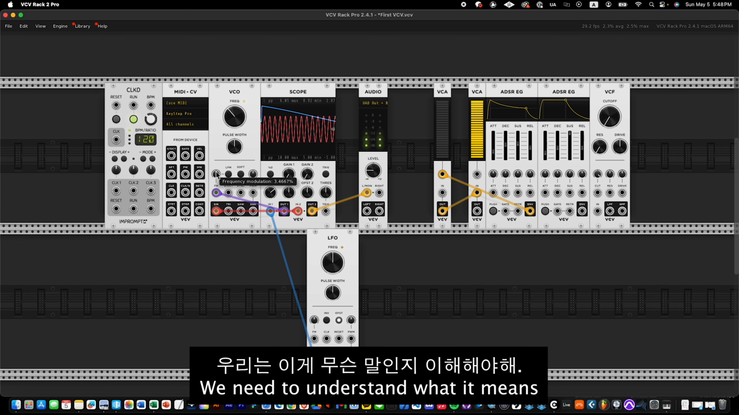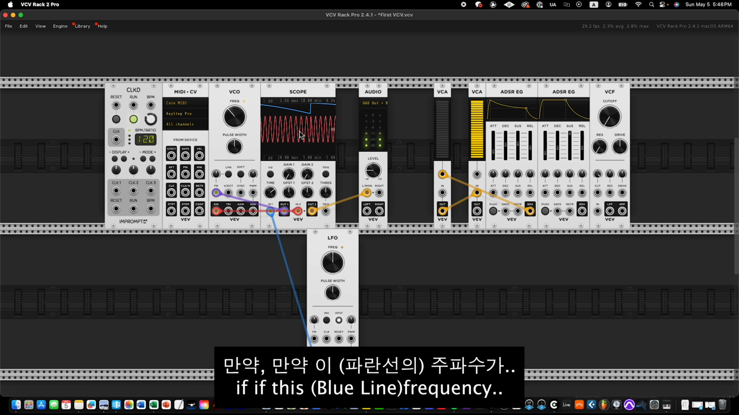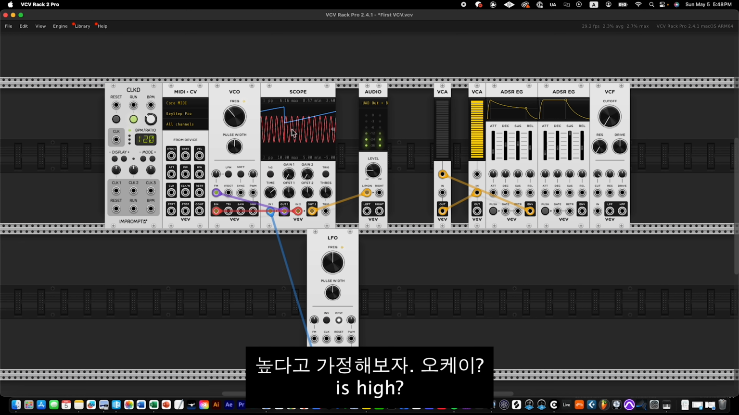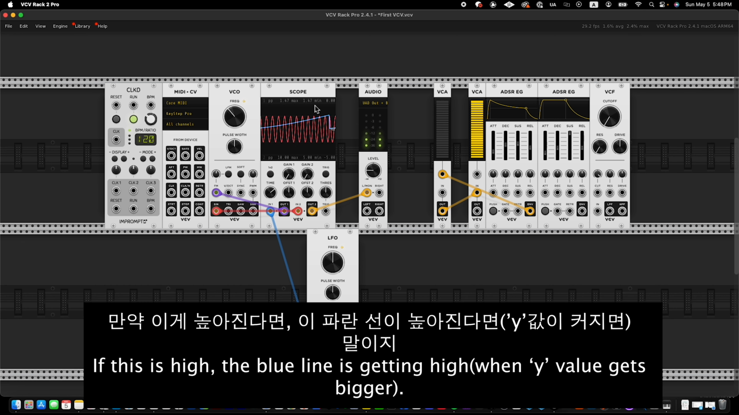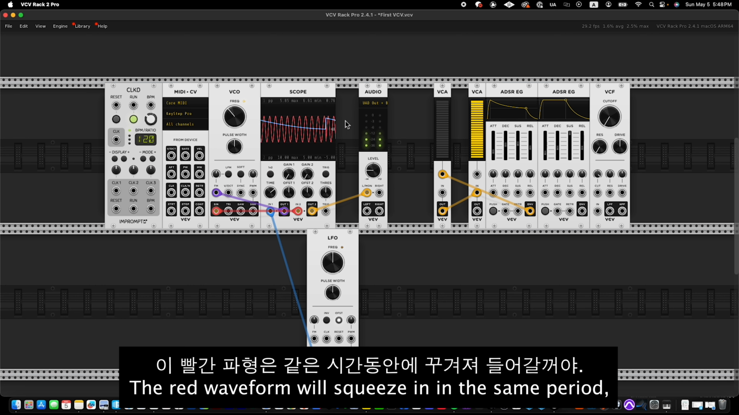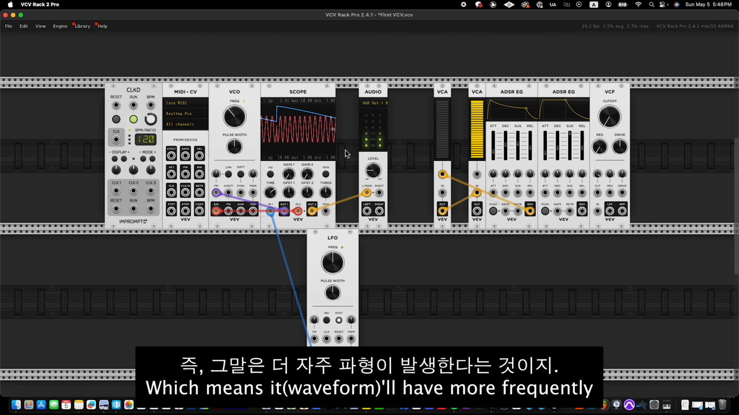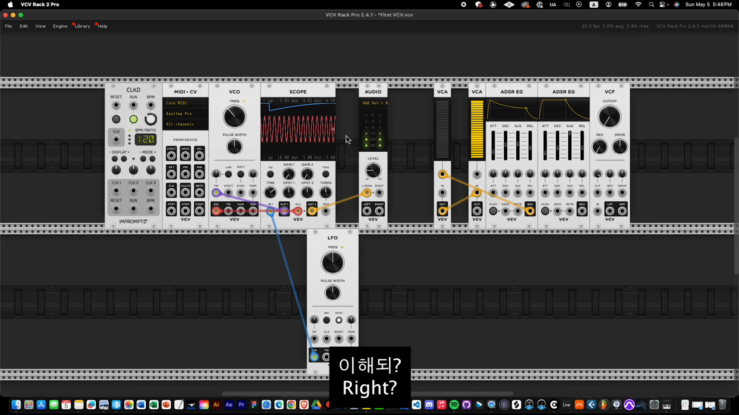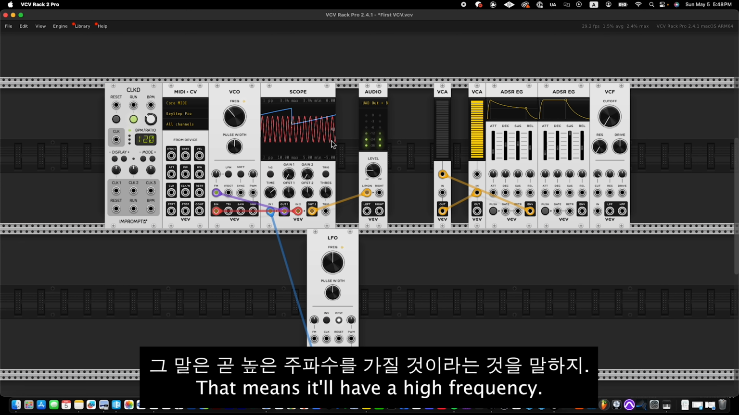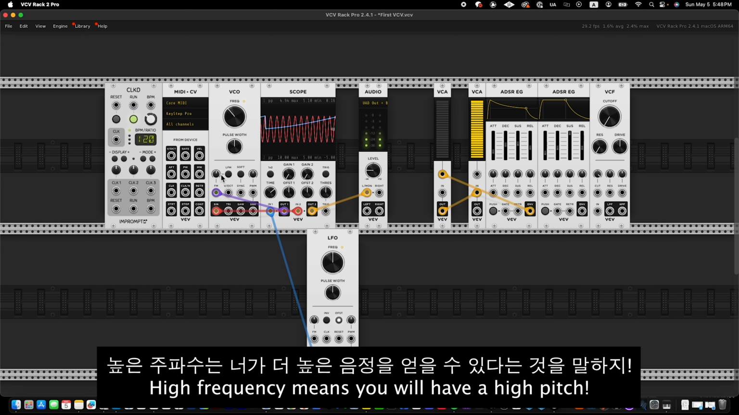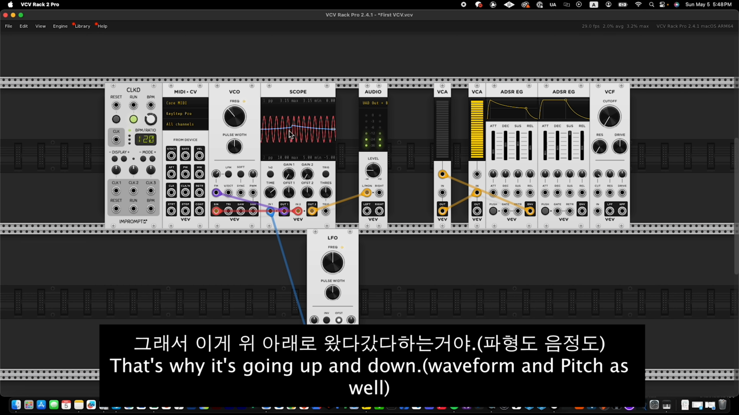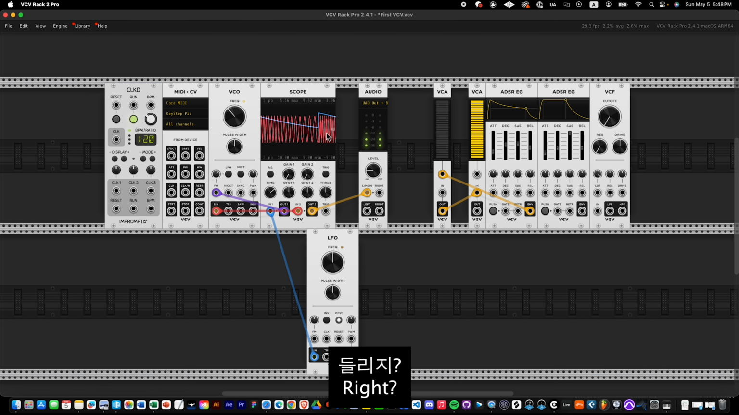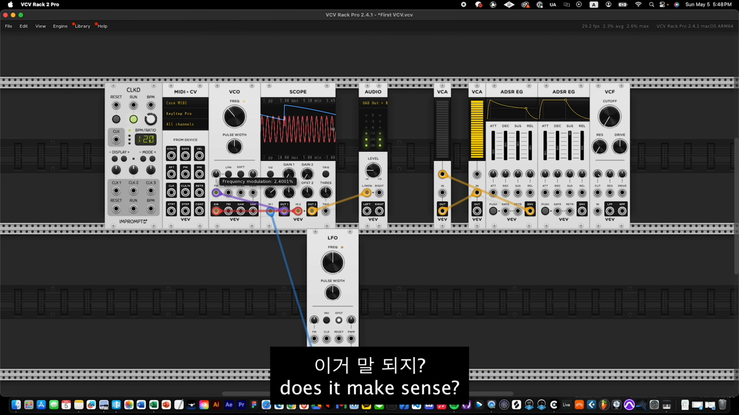Then we need to understand what it means. If the blue is high, the red waveform will squeeze into the same period, which means it'll happen more frequently in 1 second. That means it'll have a high frequency, and high frequency means you'll have a high pitch. That's why it's going up and down. Does it make sense?